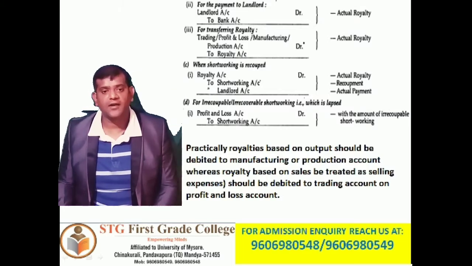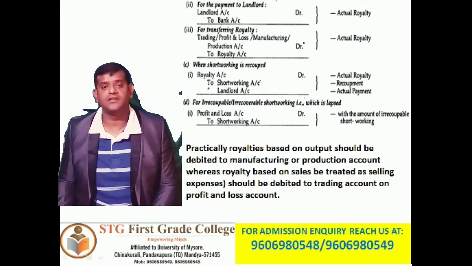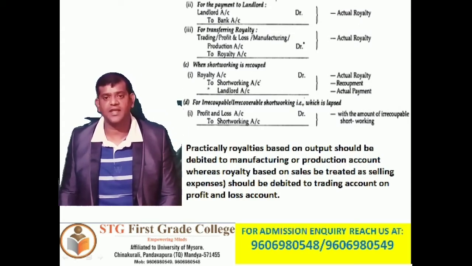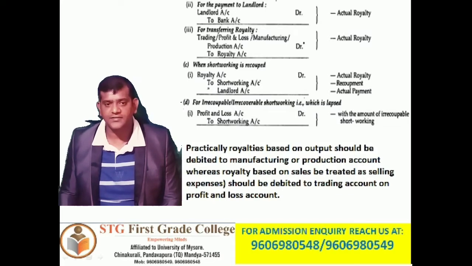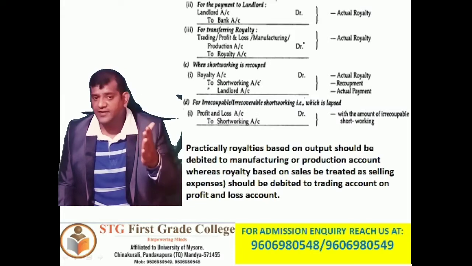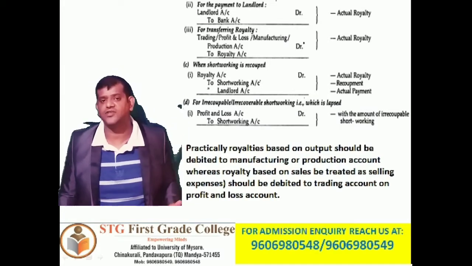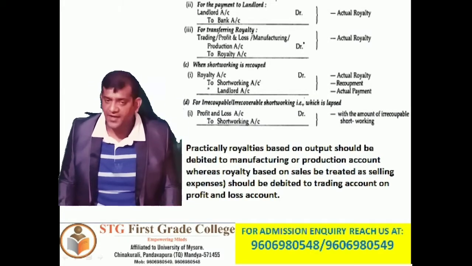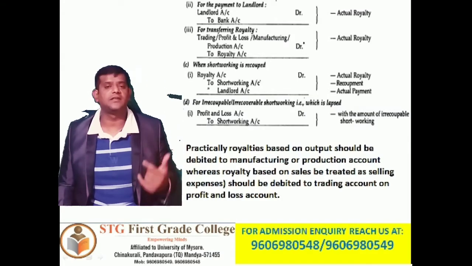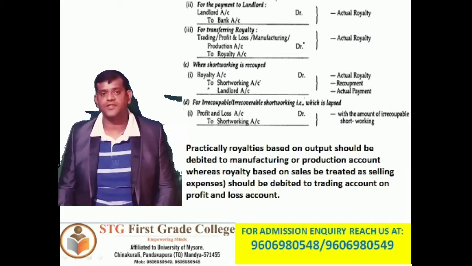Next, for transferring royalty, how are we going to pass the entry? Trading, profit and loss account, or manufacturing account, or production account debit, to royalty account. So that is going to be the entry.